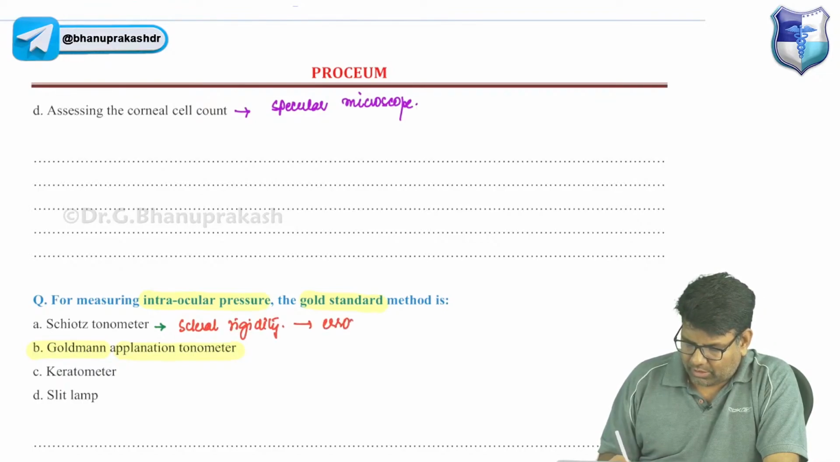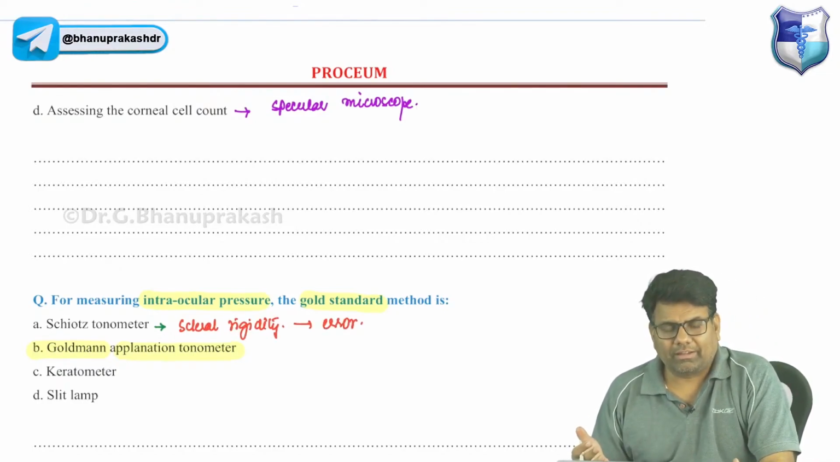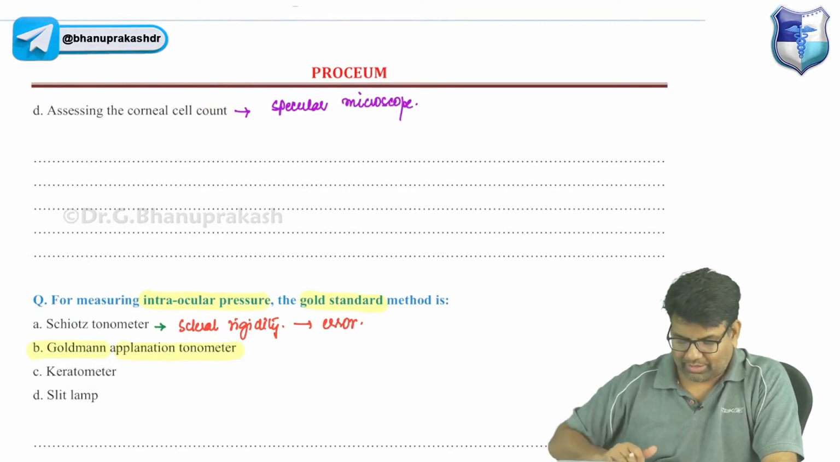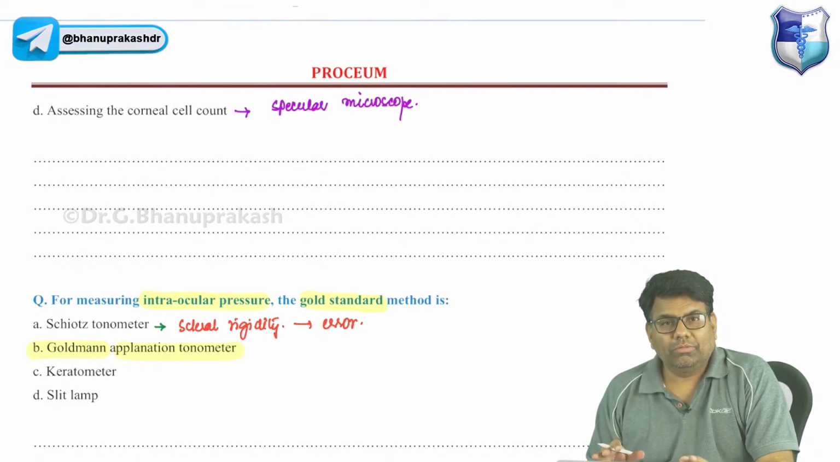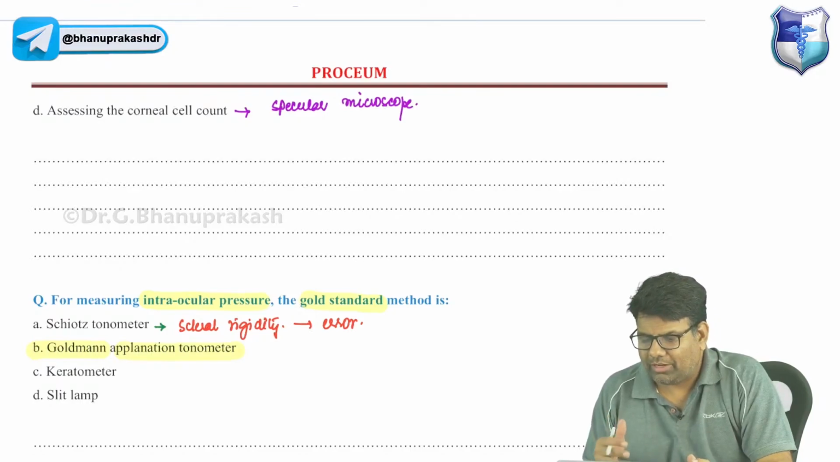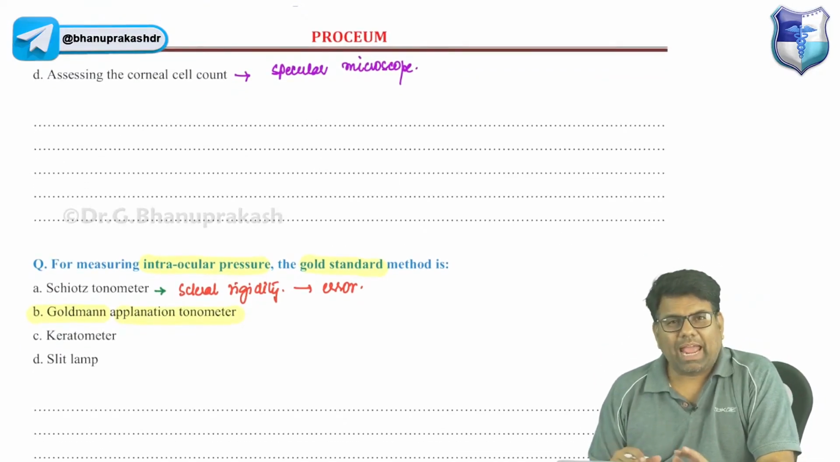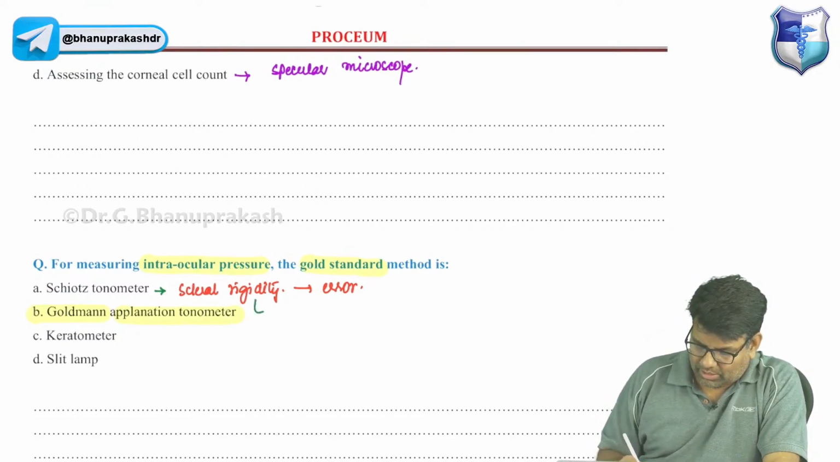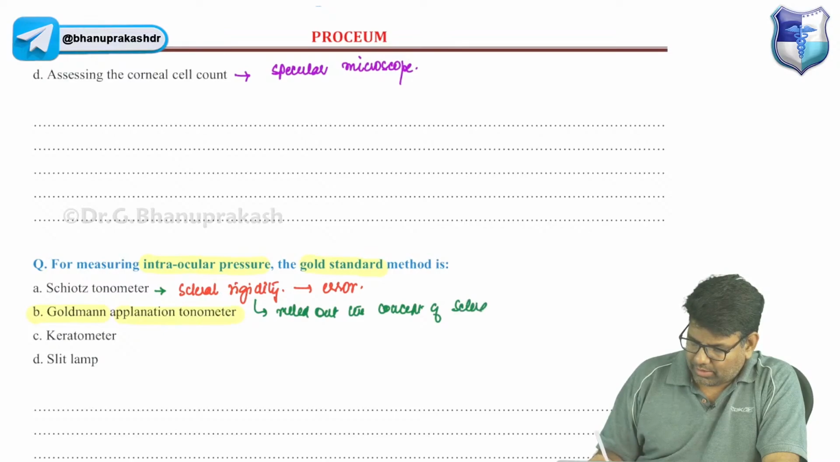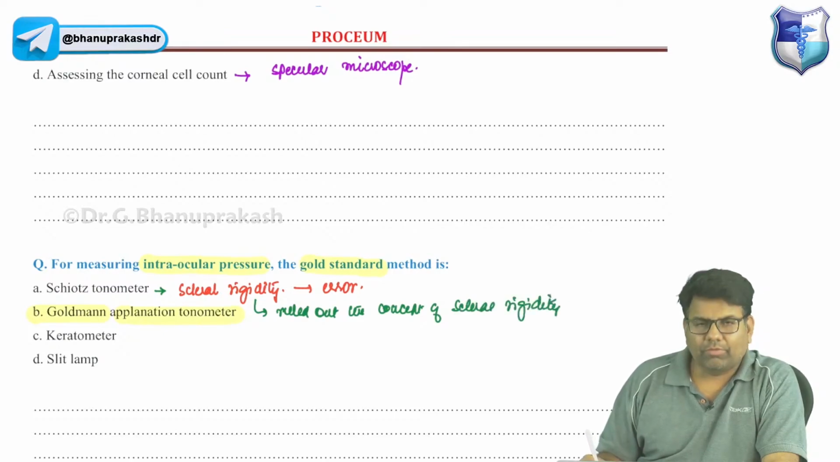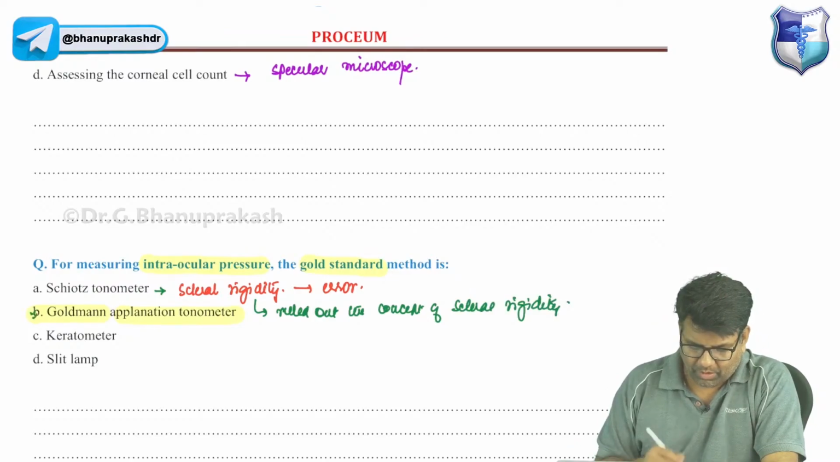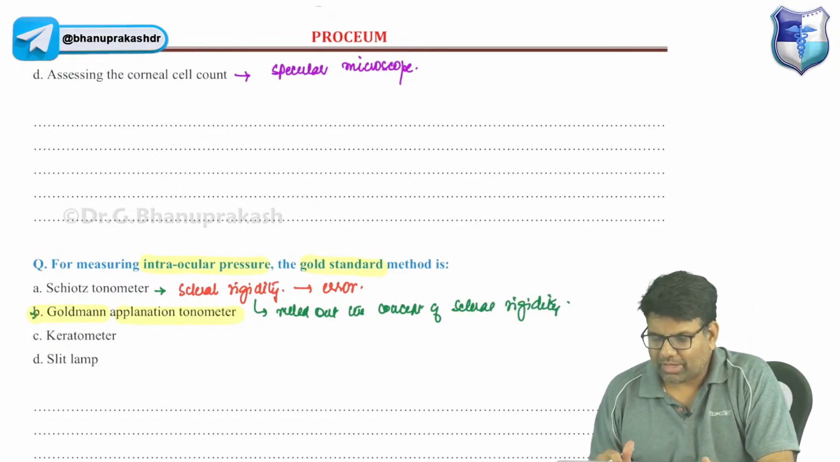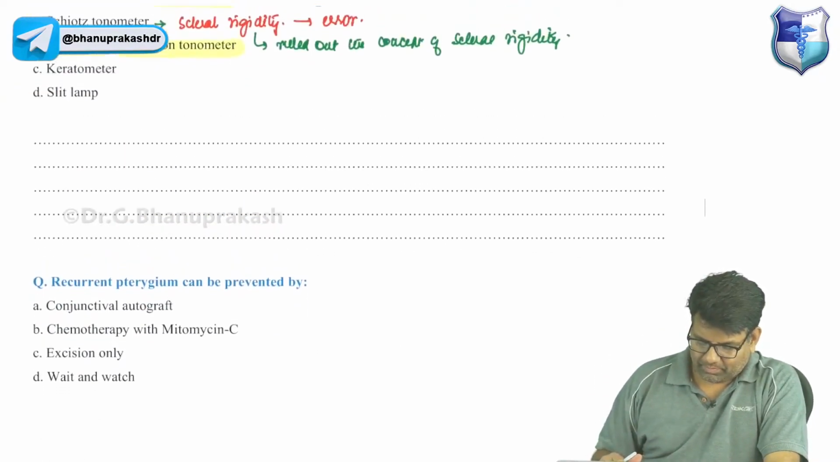So that may give a little bit of erroneous reading at times, because if the sclera is thickened, it will show you a little higher value. So in that case, your exact intraocular pressure value is not shown. It is slightly on the higher side. Now, if we are using Goldmann applanation tonometry, then this thing is ruled out. We rule out the concept of scleral rigidity, and we get more accurate value for intraocular pressure, and therefore we prefer Goldmann applanation tonometer. Everyone right?